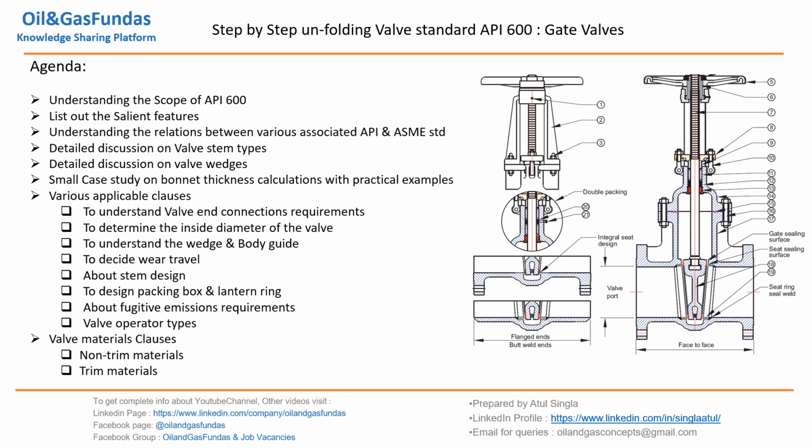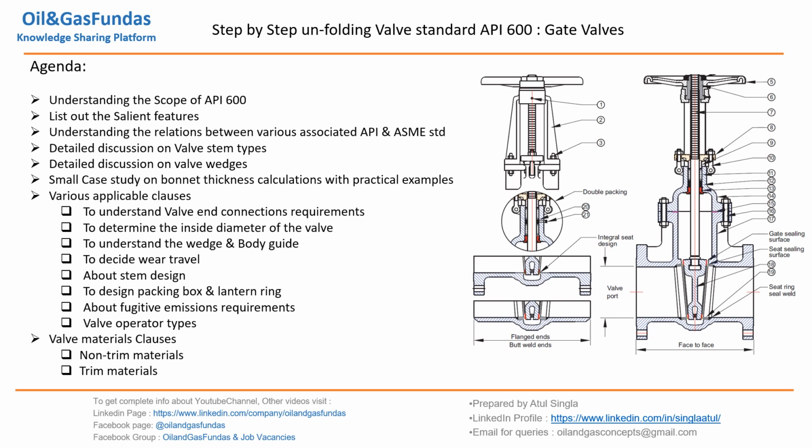Understanding the relationship between various standards. While designing a gate valve, we have to go to many ASME standards that we will try to cover, and we'll look into various factors which we need to refer in different standards. Then detailed discussion on valve stem types. Okay. Then there will be another detailed discussion on valve wedges. Then a small case study on bonnet thickness calculations with respect to API and ASME B16.34. We'll take a few practical examples to understand the difference.